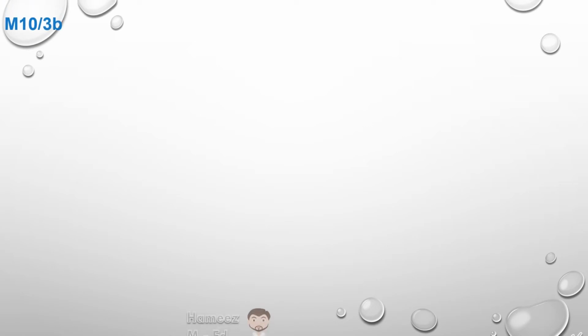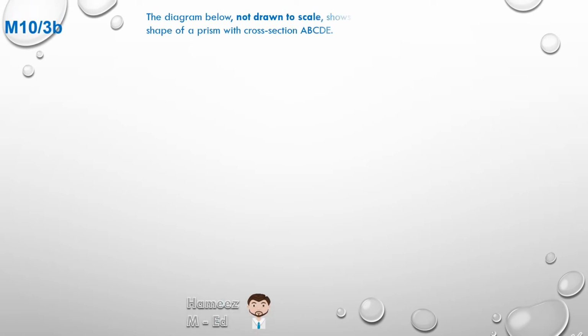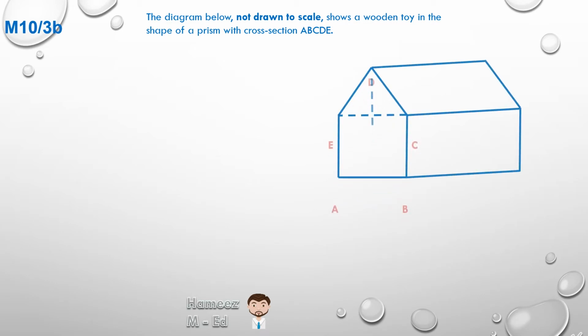May 2010, number 3b. The diagram below, not drawn to scale, shows a wooden toy in the shape of a prism with cross-section ABCDE. So what does that mean? It means that if we cut this shape vertically downwards, then we will see the same face ABCDE throughout, straight from the front to the back.